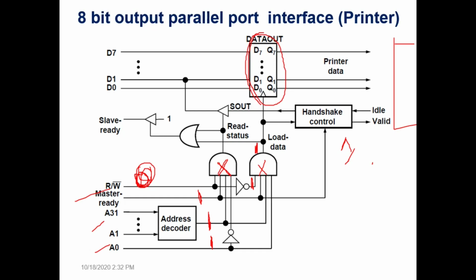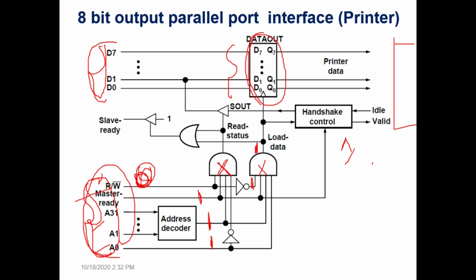When the processor makes all these signals 1 or 0 to send the data, the processor keeps the data on the data bus at the same time. When it derives all these control signals, at that same time the processor keeps the data which it wants to send, that 8-bit data, on the data bus. So it reaches the data out register, but the data out register does not allow it to be stored.